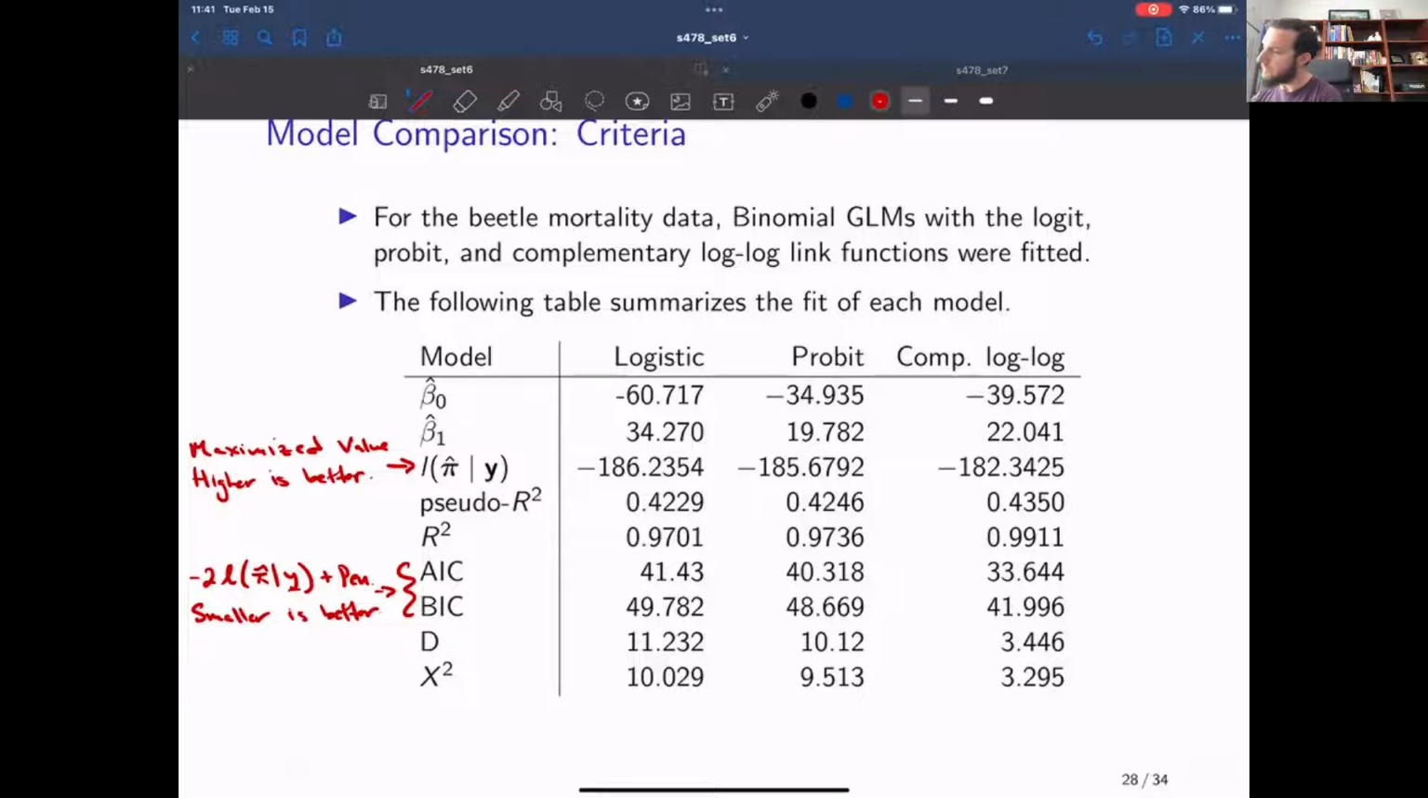All right. So you can see if we compare, I'll just highlight the best fitting one. Based off the log likelihood, and then again, the AIC and the BIC are going to agree because P and N are not changing here. So these are also selecting the complementary log-log model as the best.